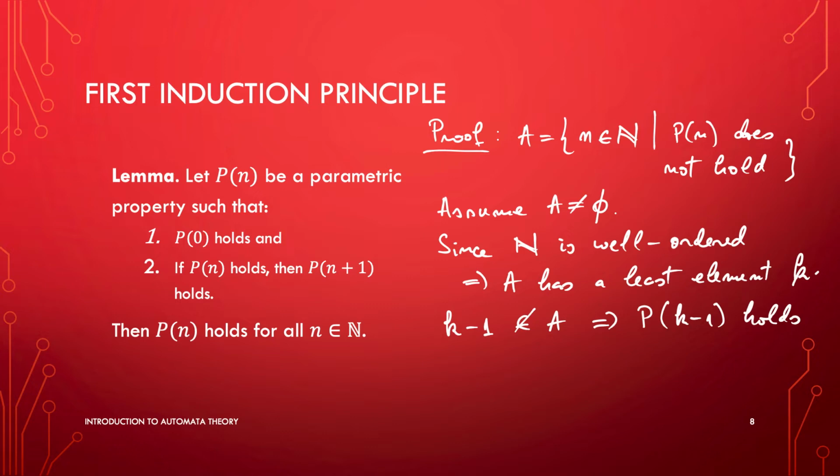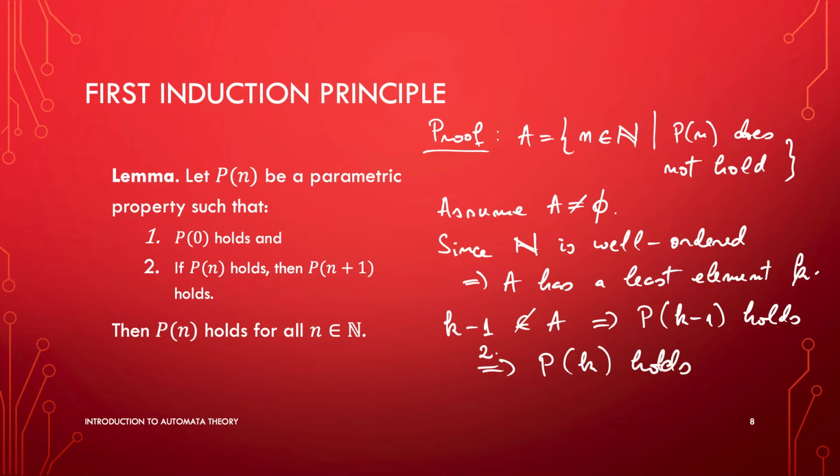The fact that it's not in A means that P of k minus 1 holds. And now I'm looking at condition 2 that I know my property P satisfies, and it says whenever it holds for some parameter, then it also holds for the successor of that parameter. And we have that P of k minus 1 holds, so that implies right away by condition 2 that P of k holds.